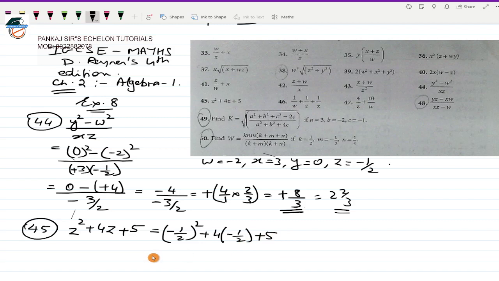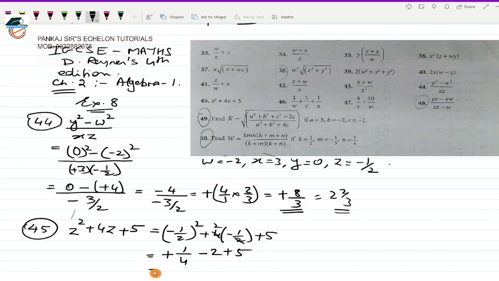So this should work out to a minus square is plus, and 1 by 2 square will be 1 by 4. Now here, plus into minus will be minus, and this will be 4 upon 2. So 4 upon 2 will get reduced to 2. Here I'll write minus 2 and then plus 5.